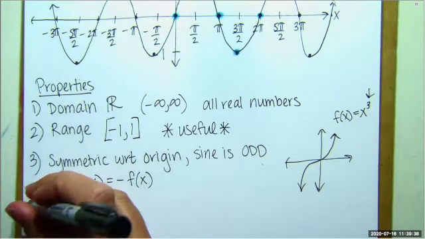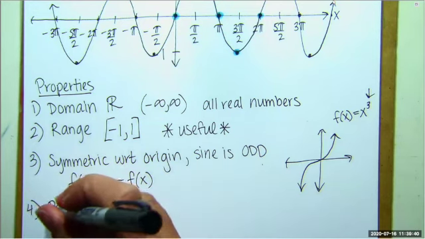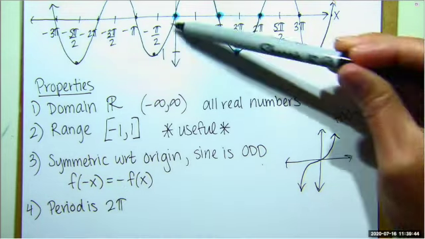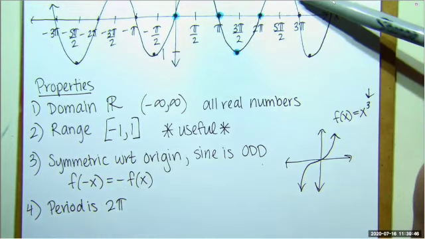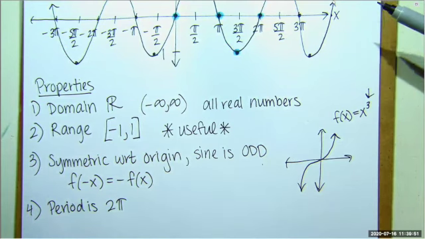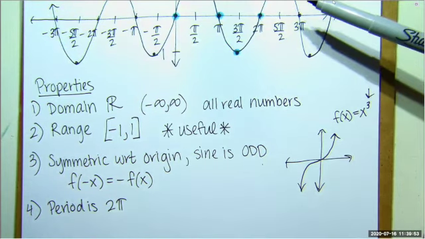Our next property is that, as we've already mentioned, the period is 2 pi. So if we look at this picture, we should have one full cycle by 2 pi. Our next full cycle would be by 4 pi. Our next full cycle would be by 6 pi. So this pattern repeats itself every 2 pi on the graph.